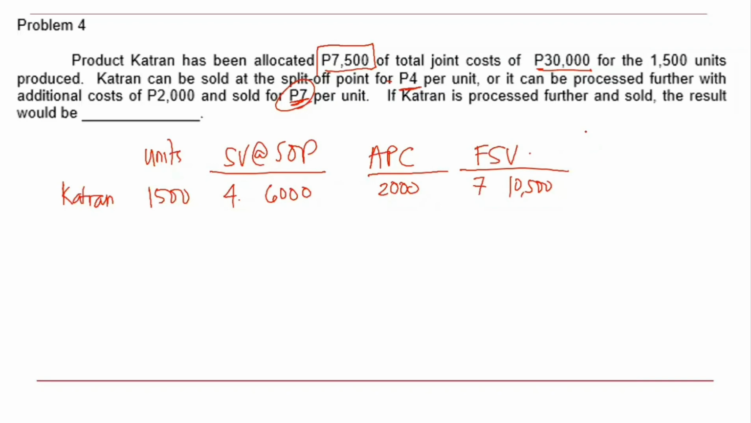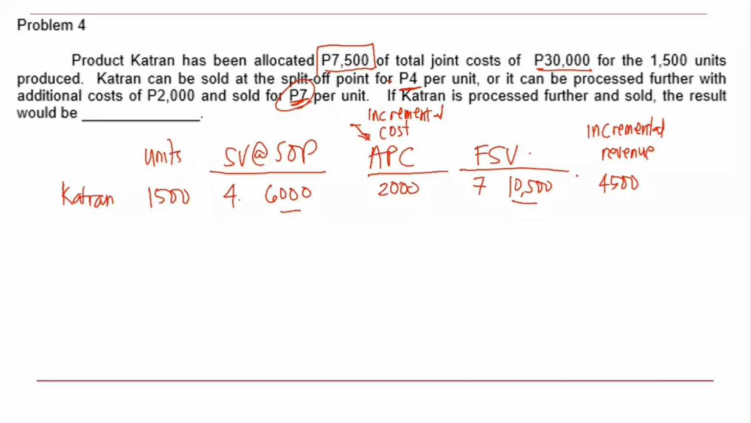You can see here na meron tayong incremental revenue na magkano? 10,500 minus 6,000. So that is 4,500. Magkano yung incremental cost mo? Ito na po yun. Incremental cost po, yung additional processing cost. Ayan.